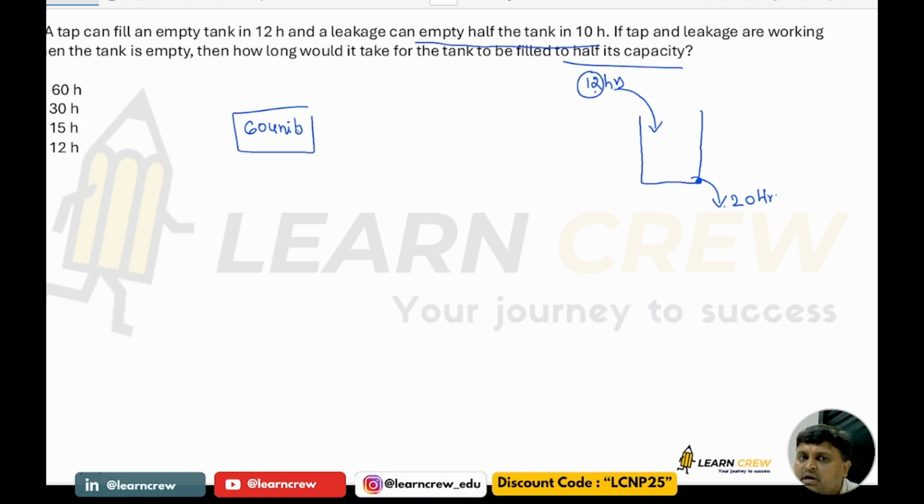So the total tank capacity I am taking as the LCM units of given time. 12 and 20 LCM is 60. The total tank capacity is 60. Thereby A, the inlet pipe, the inlet and outlet. The inlet fills in 12 hours. 12 hours 60, 1 hour 5. 1 hour it can fill 5. Outlet is emptying full tank in 20 hours. 20 hours 60. So 1 hour it is emptying 3.